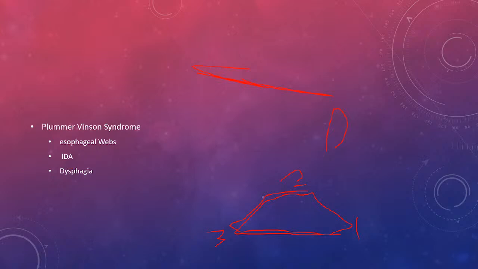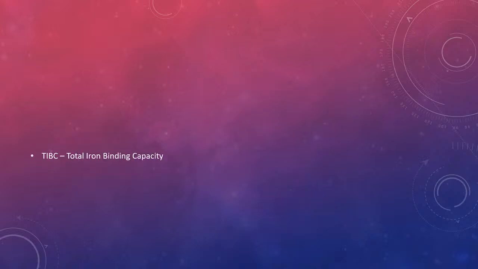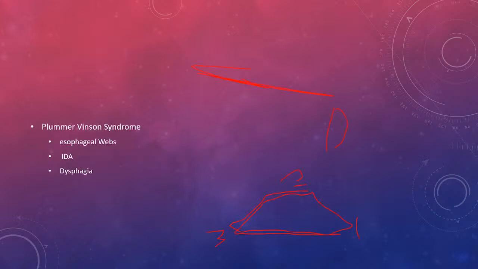What do you mean by dysphagia? There's loss of appetite. Basically, you're not eating that well. All right. So that's your iron deficiency anemia. It's a microcytic anemia, and it is also related to iron binding capacity and iron storage form.